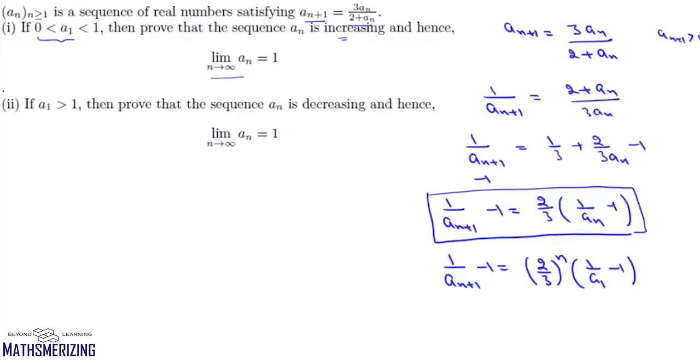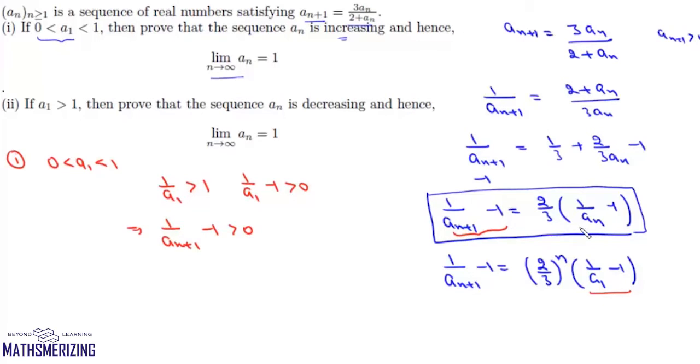Now we'll take the first case, when a_1 lies between 0 and 1. Now if a_1 lies between 0 and 1, then 1 upon a_1 will be greater than 1, so 1 upon a_1 minus 1 will be greater than 0. If 1 upon a_1 minus 1 is greater than 0, then from here we can say 1 upon a_{n+1} minus 1 will also be greater than 0. So this expression will be positive, and this expression also will be positive. So we'll start with this one.